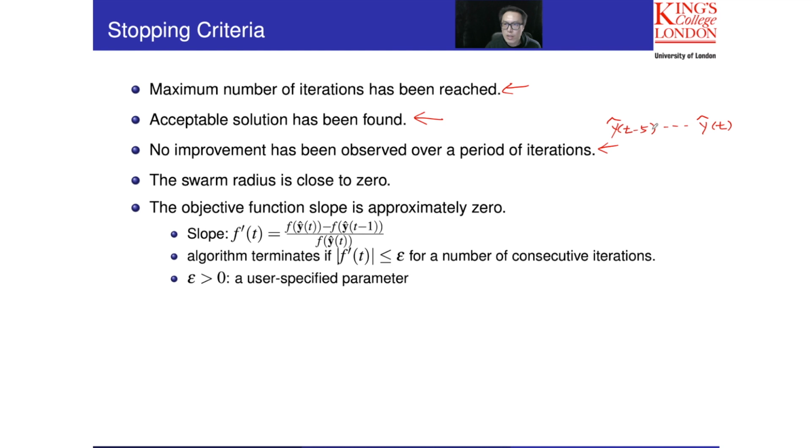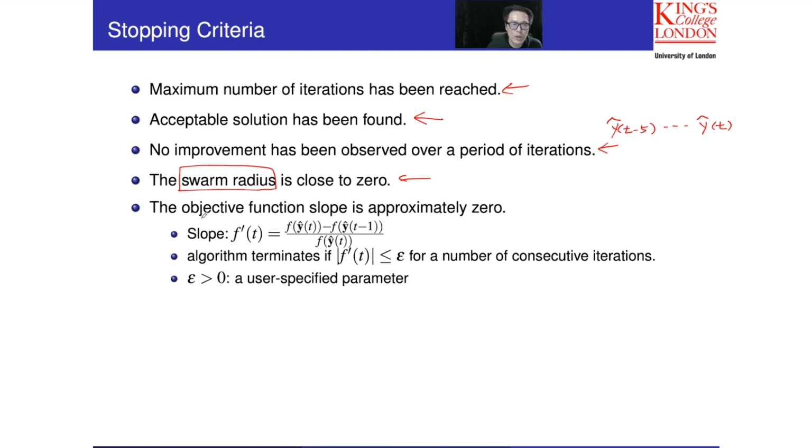If the improvement is very small for the past 5 iterations, meaning the global best solution does not change much, then we stop. This criterion can be used for the global best or the local best PSO as well, because for the local best PSO we can still find the global best. Another option is when the swarm radius is close to 0. This involves the term swarm radius, and I'm going to talk about this later on in the next slide.